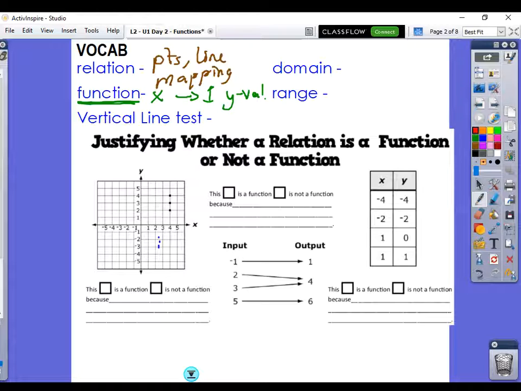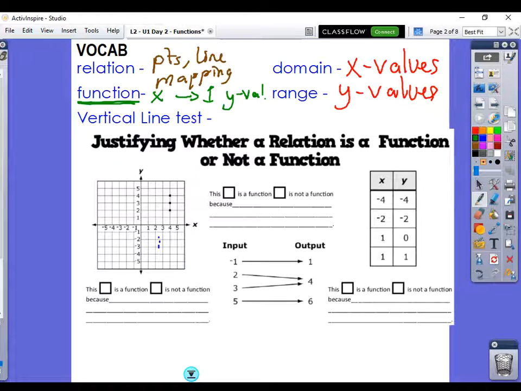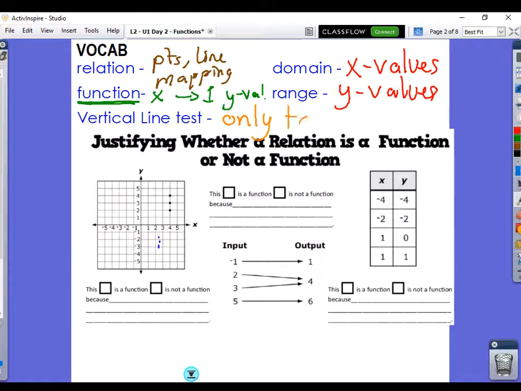The domain, really important that we understand, is just your x values. We're going to get into further detail there. The range is going to be your y values. And then the vertical line test, we'll talk about this one a little bit later. But the vertical line test is when we look, it can only touch the vertical line once. Only touch once, one time.